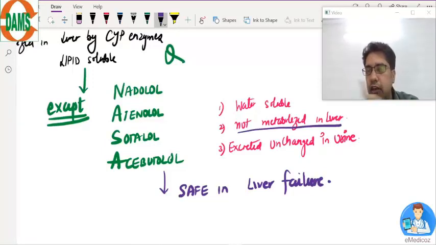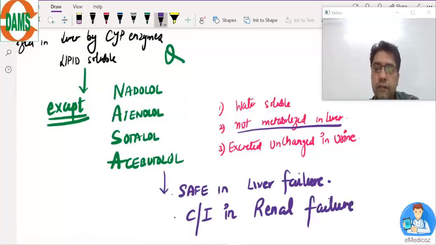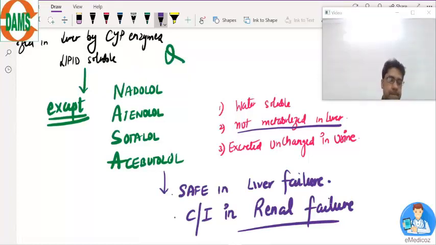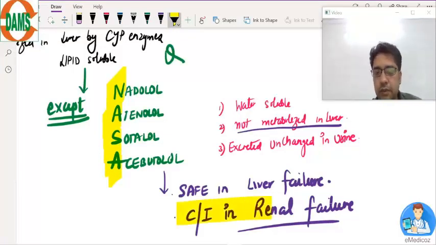Why? The answer you will write is, they are not metabolized by CYP enzyme in liver, but these beta blockers are absolutely contraindicated in renal failure. I hope you have understood the concept. So these 4 beta blockers, NASA, should not be given in renal failure. This is a very commonly asked question.